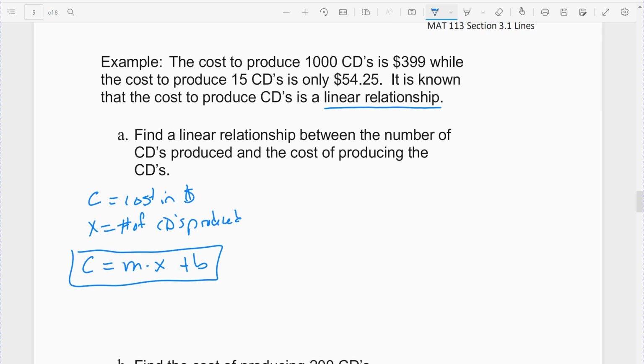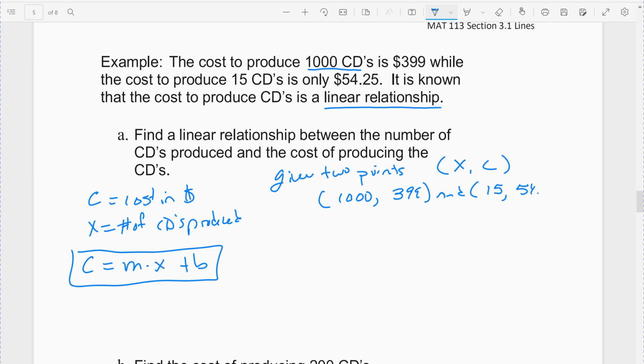So to find slope, well, we are given 2 points. We're given 2 values. We're given an X value with a cost value. And so write them out. Again, a good idea to write them out. When they produce 1,000 items, well, that would be the X value. It costs them $399. That's the cost value, the Y value. You're also given the other point where when they produce 15 items, it costs them $54.25.